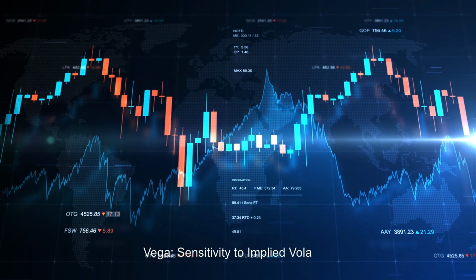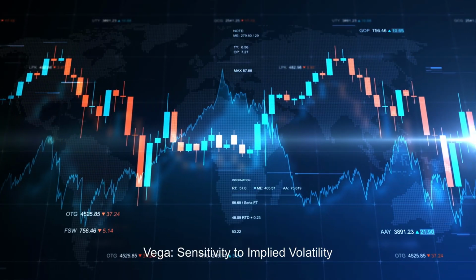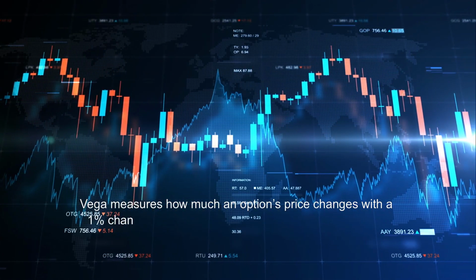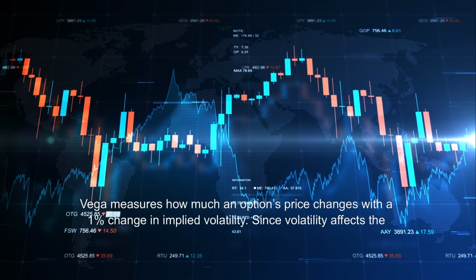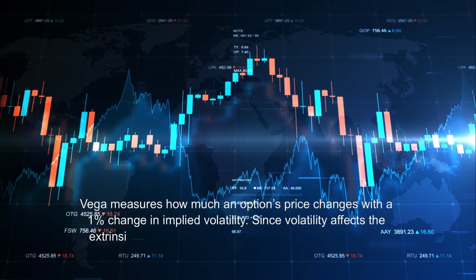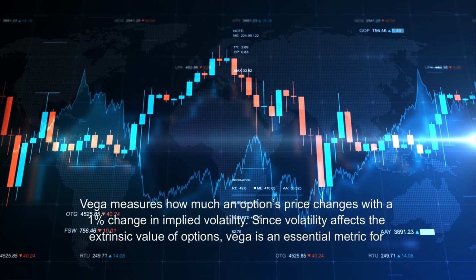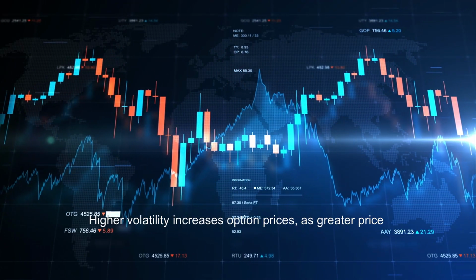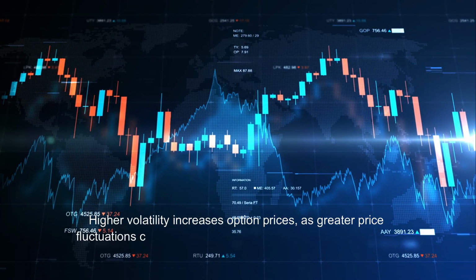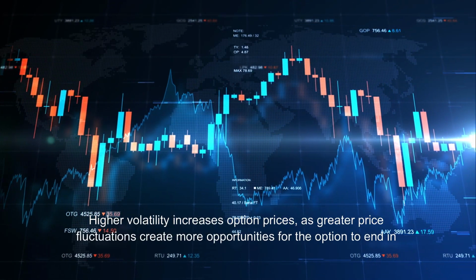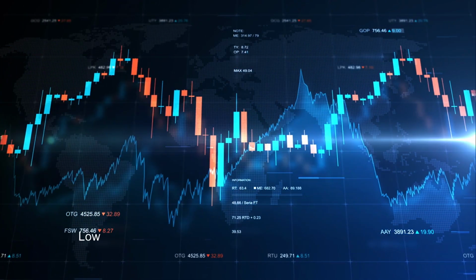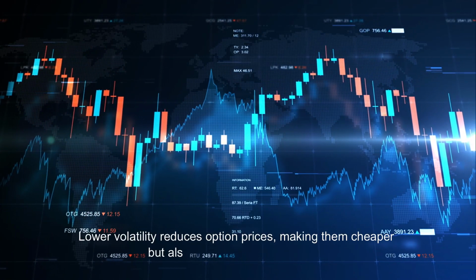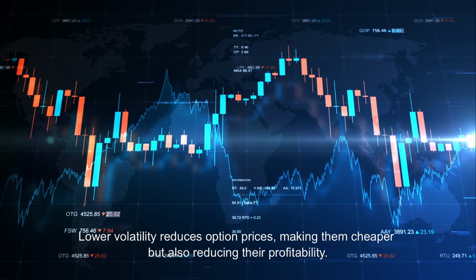Vega, sensitivity to implied volatility. Vega measures how much an option's price changes with a 1% change in implied volatility. Since volatility affects the extrinsic value of options, Vega is an essential metric for traders. Higher volatility increases option prices, as greater price fluctuations create more opportunities for the option to end in the money. Lower volatility reduces option prices, making them cheaper but also reducing their profitability.